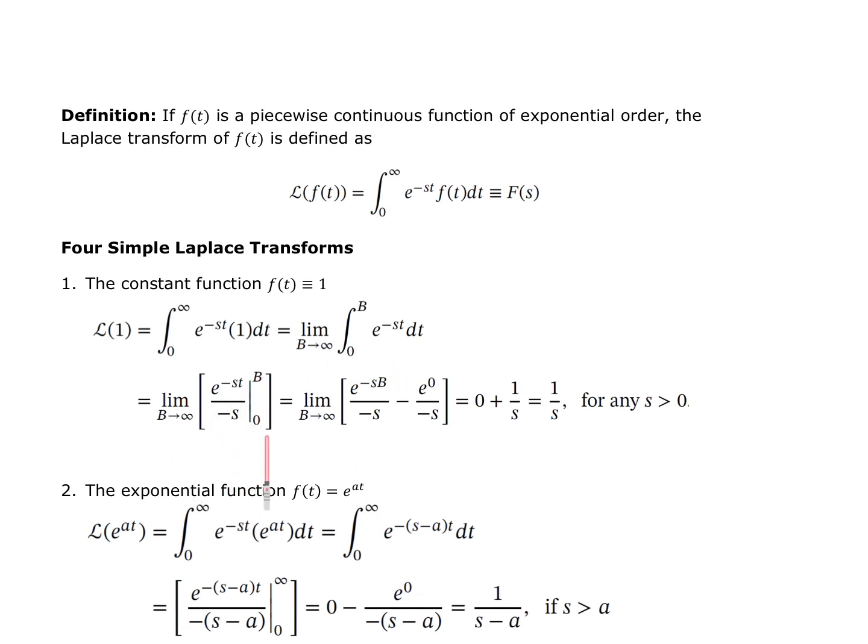Putting in b and 0, I have e raised to the negative bs over negative s. Well, as b gets really large, because this is e raised to a negative exponent, it's going to go in the denominator, which is going to dominate, so this is going to go to 0. If that goes to 0, the only thing left standing is e to the 0, which is 1, over negative s. Those negatives cancel, so I get 1 over s. So the Laplace transform of a constant function is equal to 1 over s.